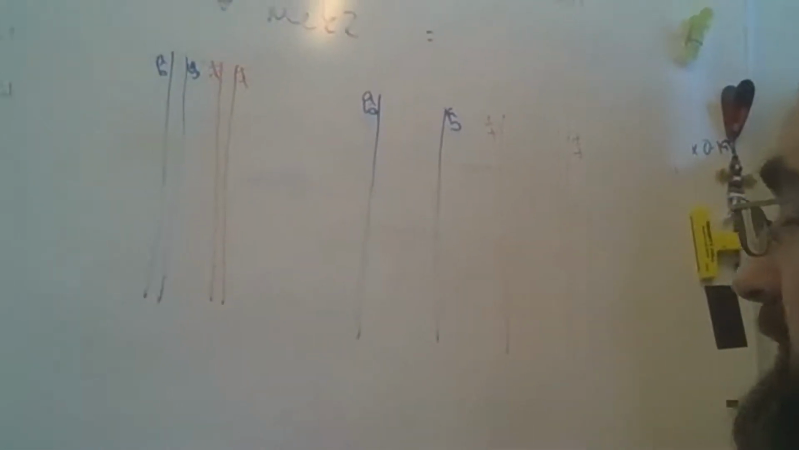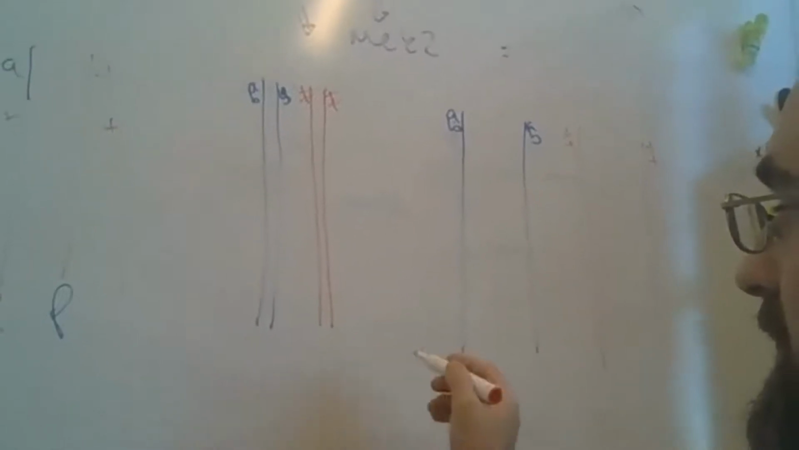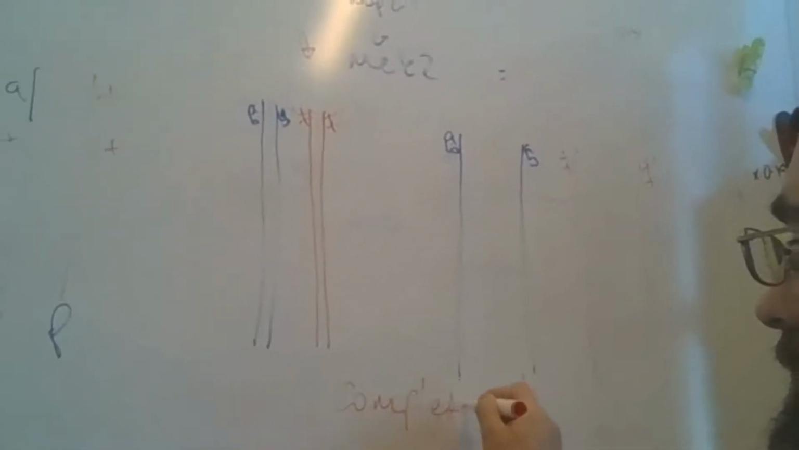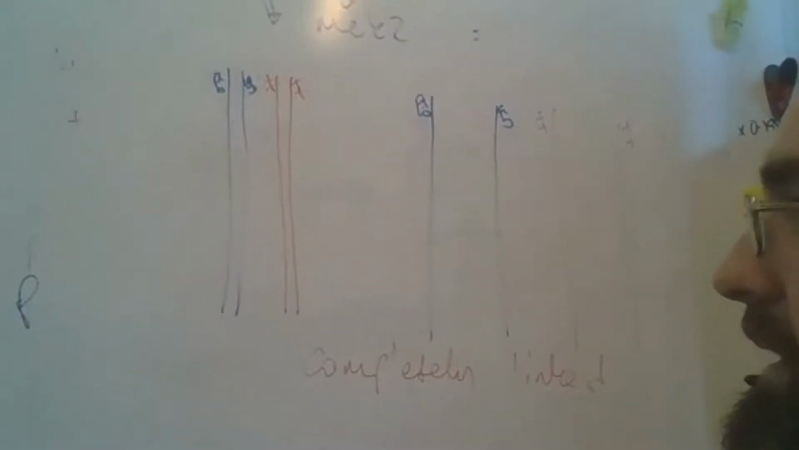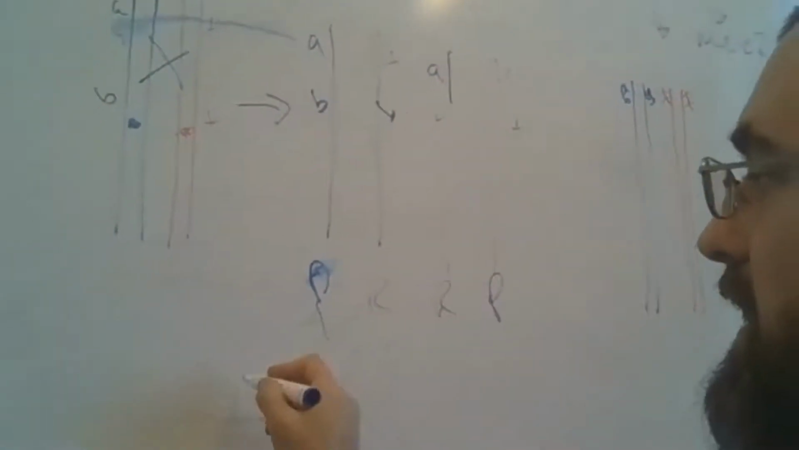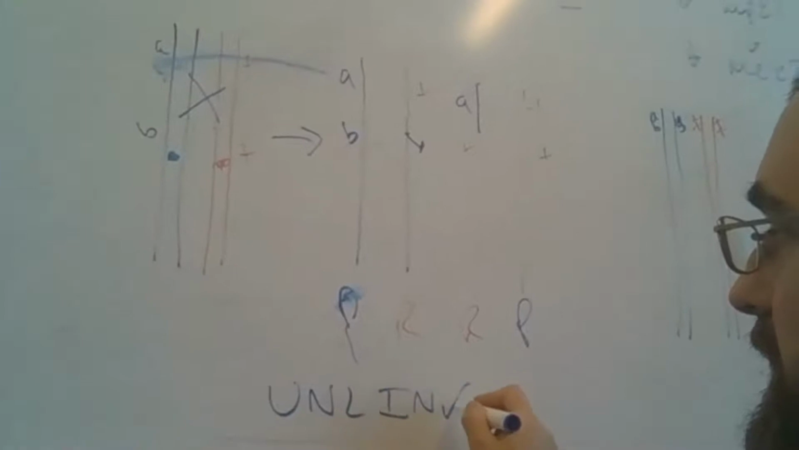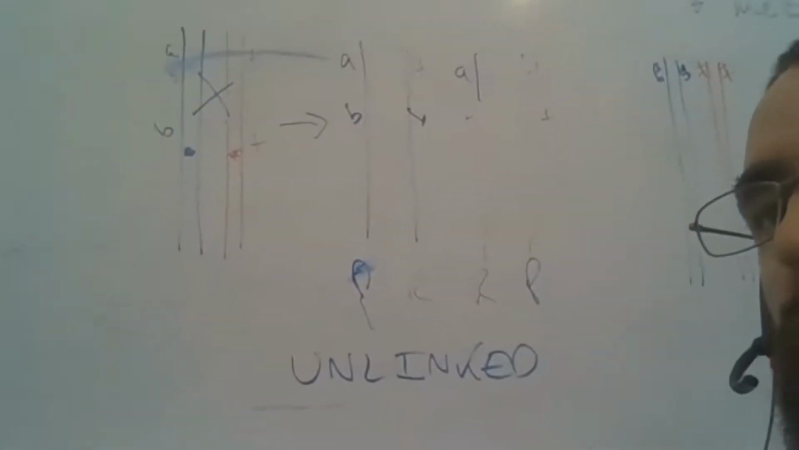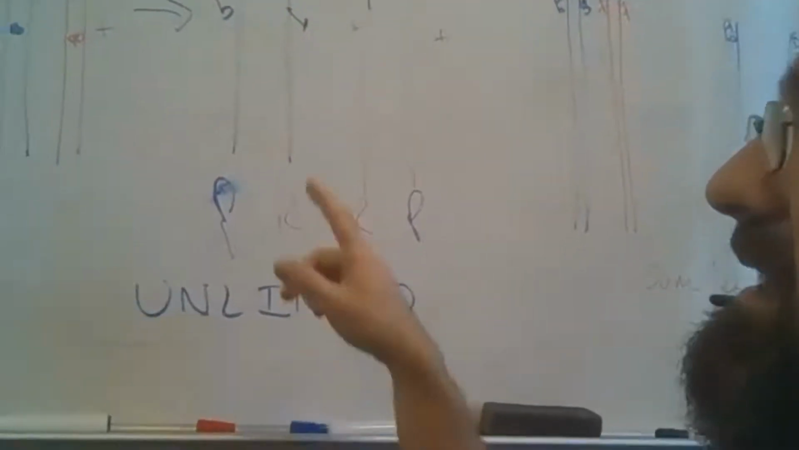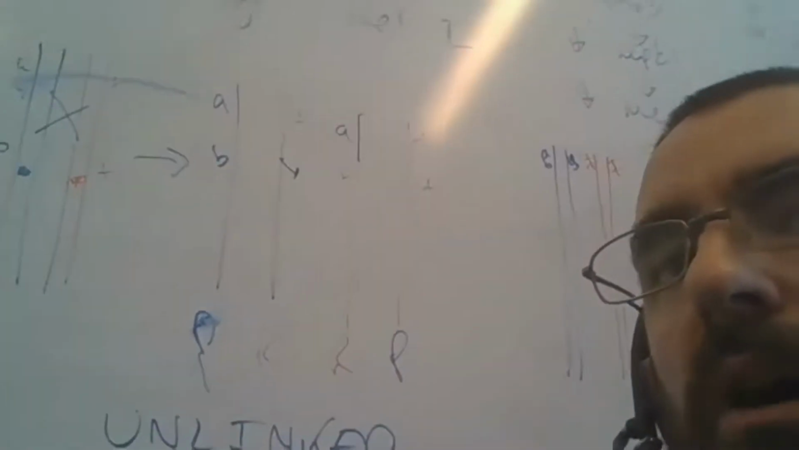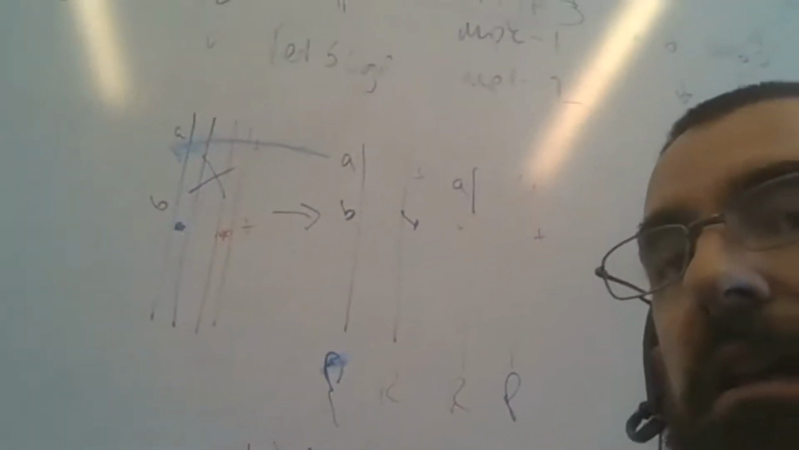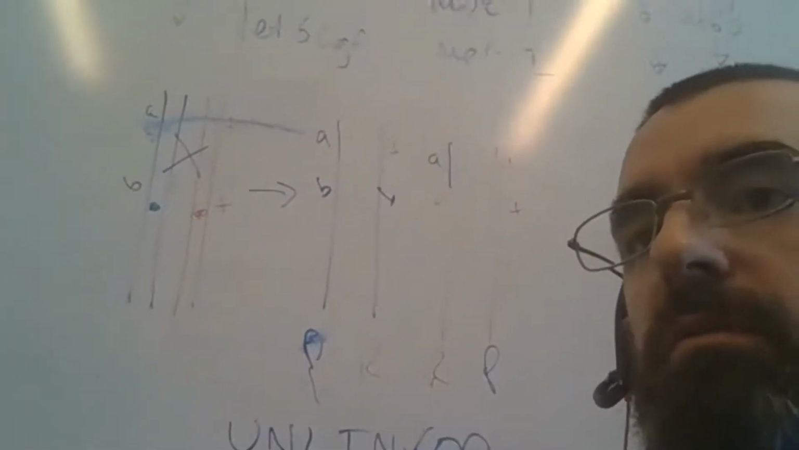And so this, basically, I forgot to write out on the other one. These are completely linked, absolutely and totally. These ones are unlinked. No linkage is occurring. Essentially, these two genes are so far apart that effectively they're behaving as if they're on different chromosomes.